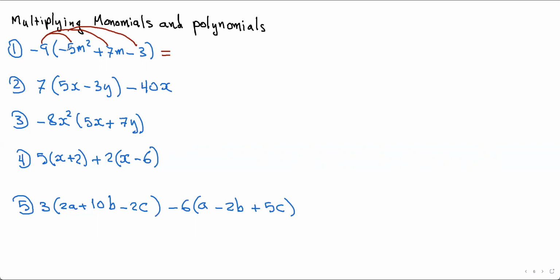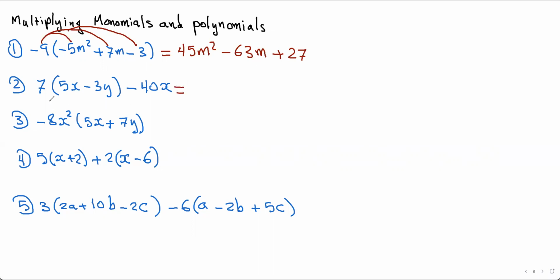So -9 times -5 is 45, because negative times negative is positive, and you still have the m squared. And -9 times +7 is -63, and you still have the m. And negative 9 times negative 3 is plus 27. And here, when you look at this, you don't have any like terms, so you cannot get any further than this. This is your final answer.